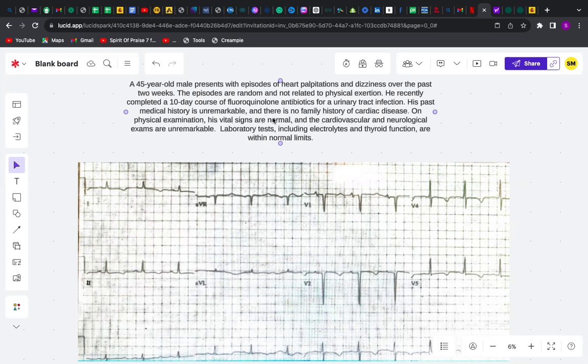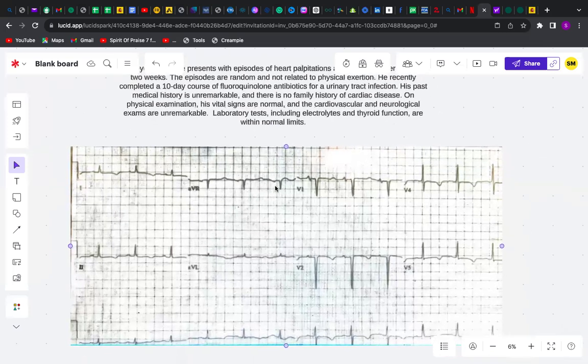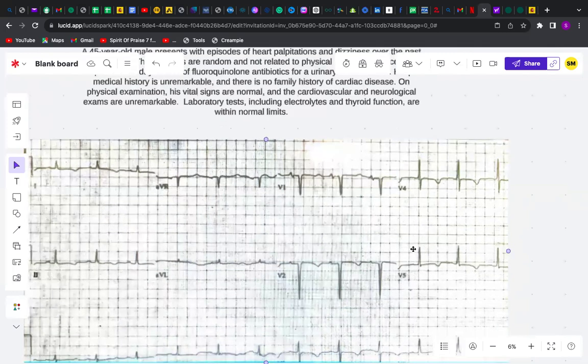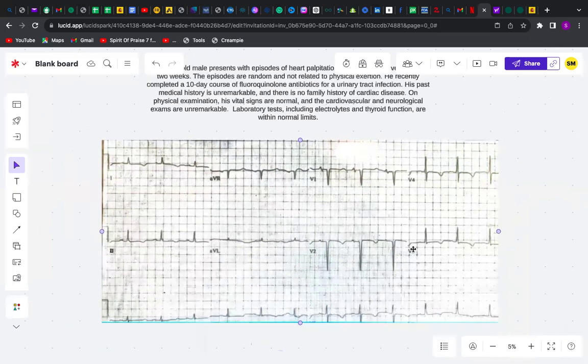The lab tests, including electrolytes and thyroid function tests, were all within normal limits. Then they did an ECG, and it was sent to me for a second opinion. So this is it, and let's blow it up and see how we can examine it carefully.